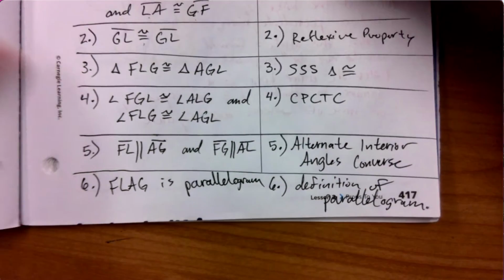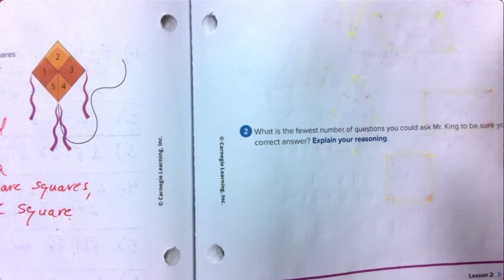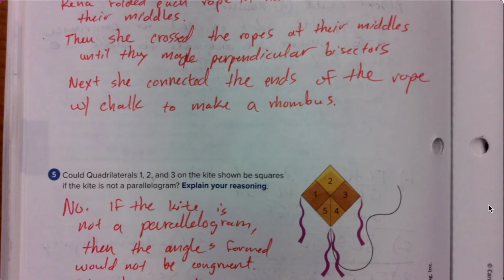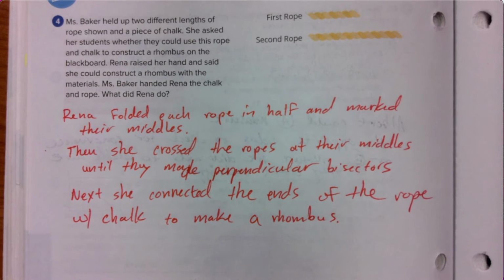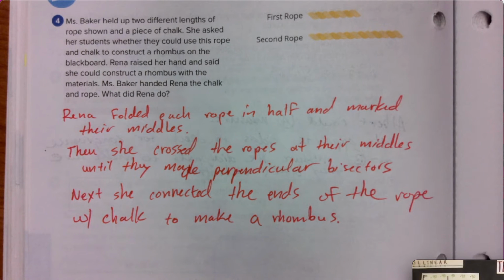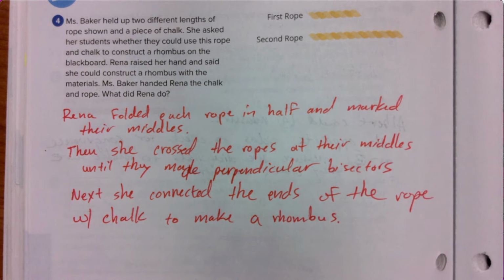All right, one more. Let's go to page 418 and finish this activity 5 all the way out. Zoom out, pause along the way. Here goes. Okay. Now, Miss Baker held up 2 different pieces of rope of different lengths and a piece of chalk, and she asked her students if they could use this rope to construct a rhombus on the blackboard. Raina raised her hand and said she could construct a rhombus with the materials. Miss Baker handed Raina the chalk and rope.